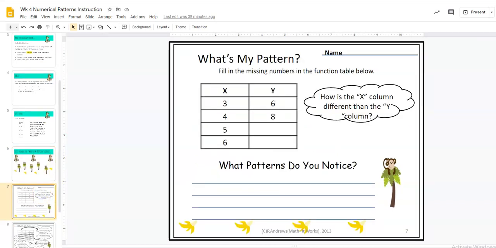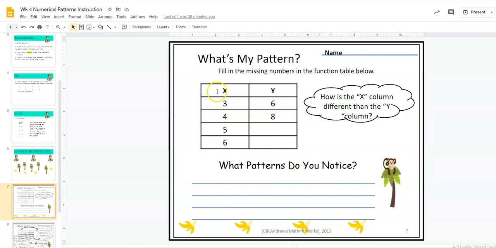And you will see a table with terms written in part of them. You're asked to fill in the missing numbers in the function table. Now, in the previous discussion, we were calling these a table, but these are also called function tables. Now we're asked the question, how is the x column different than the y column?